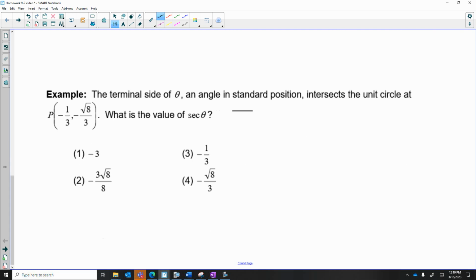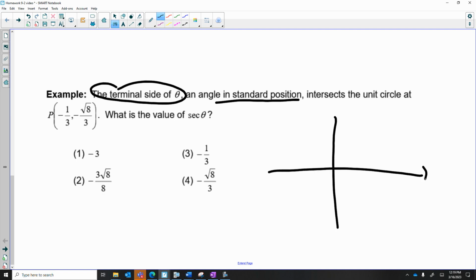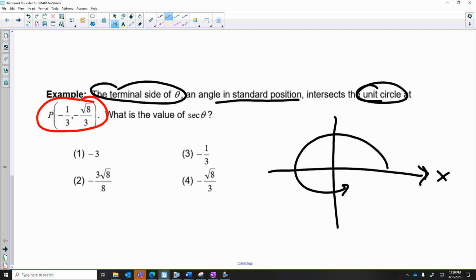It says the terminal side, so the ending side of the angle in standard position, which means that it starts on the positive side of the x-axis and it rotates around counterclockwise, intersects the unit circle, so it's going to touch the unit circle at this point, okay? So notice we have a negative x and a negative y. Negative x, negative y is going to be in what quadrant? I'm hoping you're saying quadrant 3. All right, so first we need to know that we're in quadrant 3.